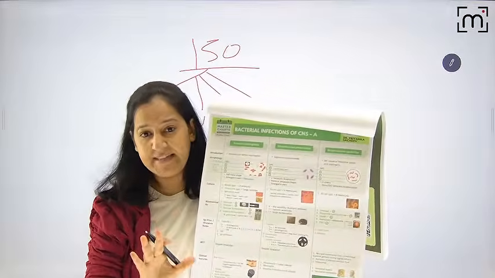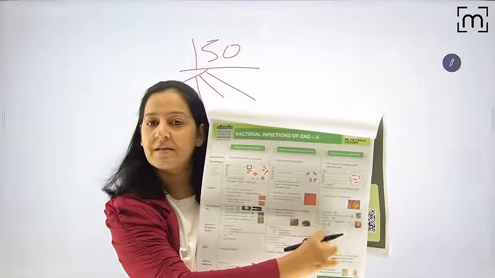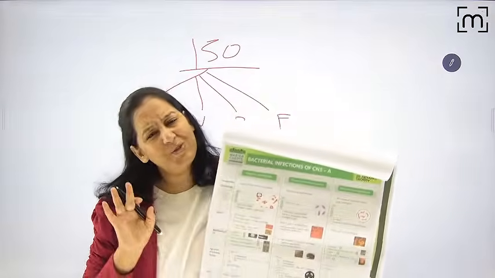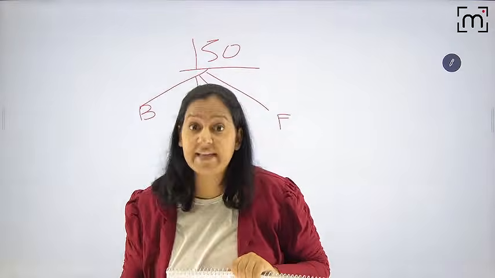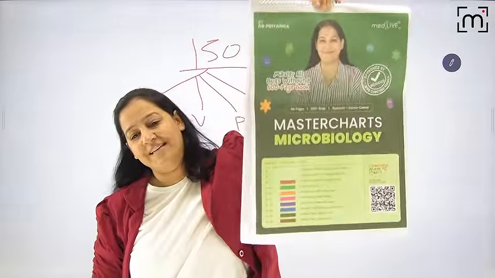So retention is easy. You can see all the culture media in one column, the lab diagnosis in one column, the clinical features, and the drug of choice in one column. It's very easy to revise and retain the 150 organisms in the form of these master charts.